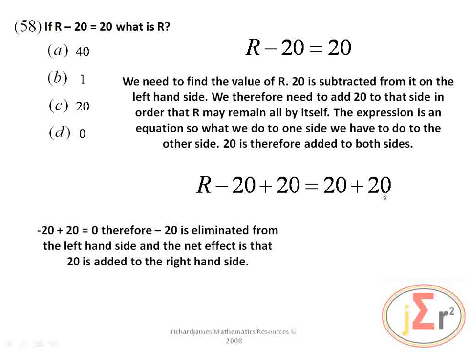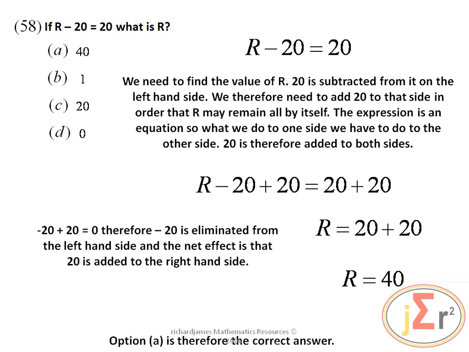So 20 plus 20 on the right hand side. So R is equal to 20 plus 20. So R is equal to 40, and that is represented by option A.